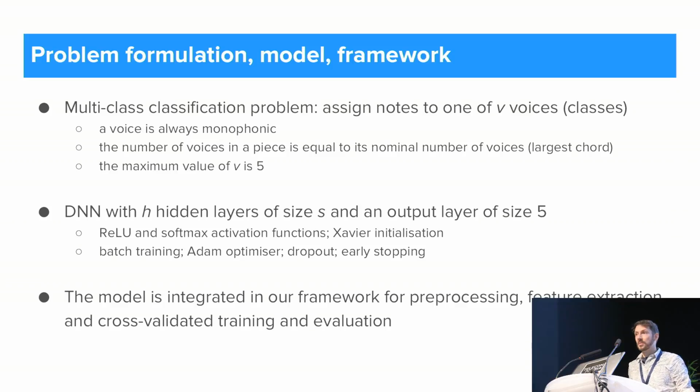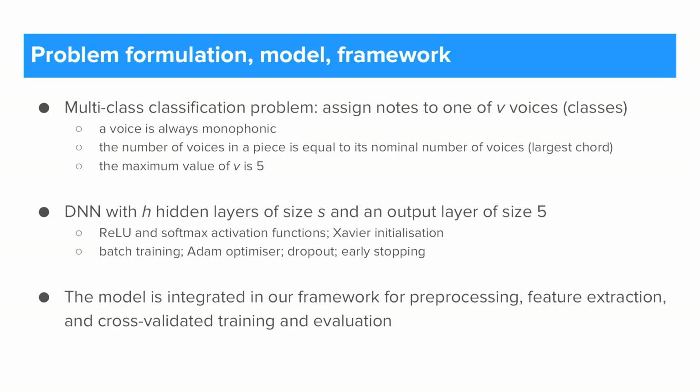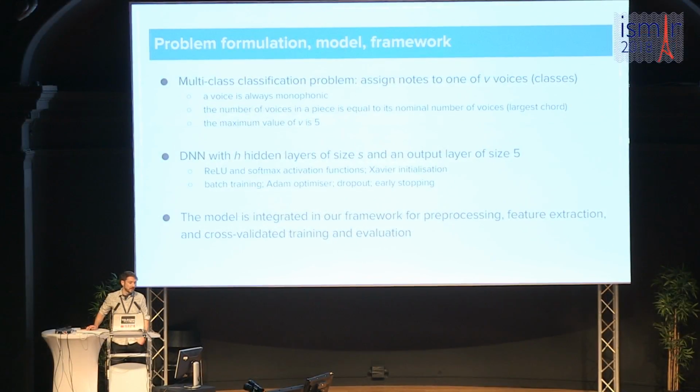So we formulate the problem as a multi-class classification problem where we assign individual nodes to one of V voices, the classes. And for this task, we use a pretty standard deep neural network with an output layer of size 5, where each neuron represents one of the classes. And we integrate this model into our framework for preprocessing, feature extraction, and cross-validated training and evaluation.